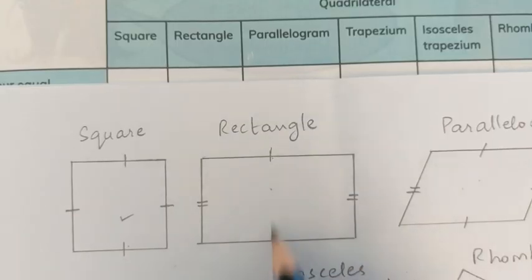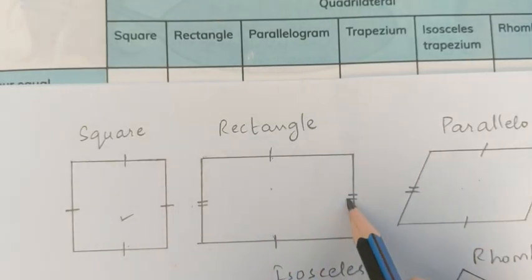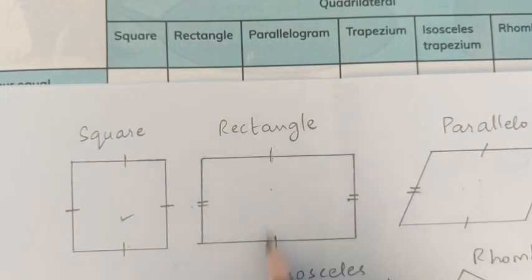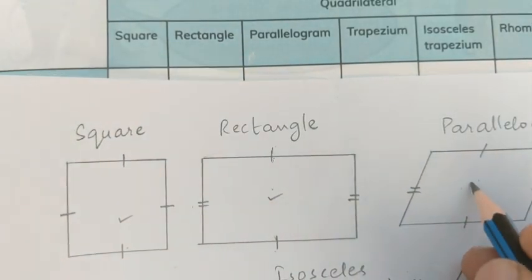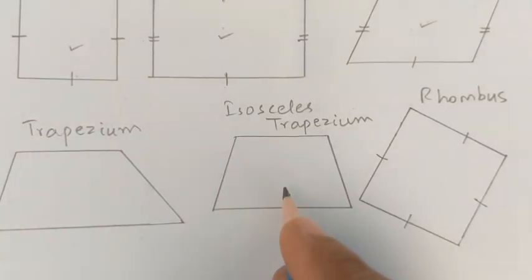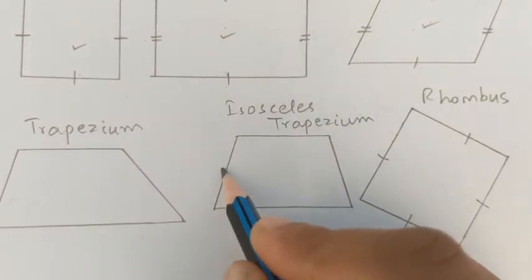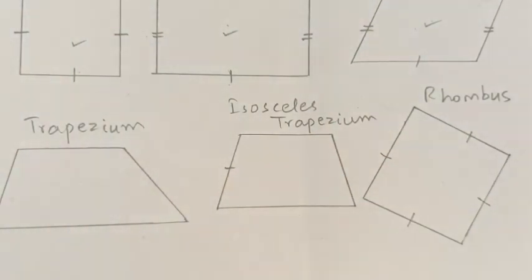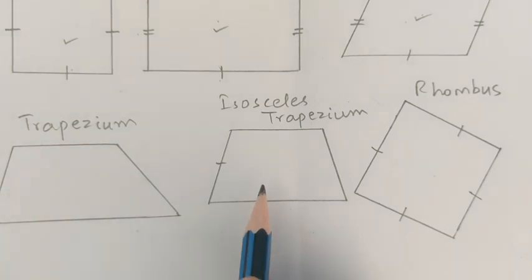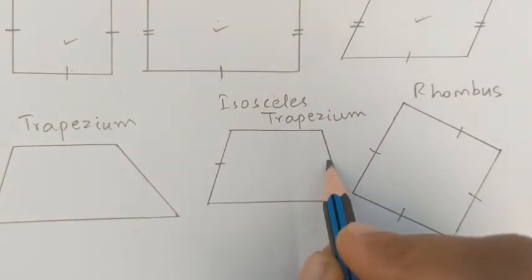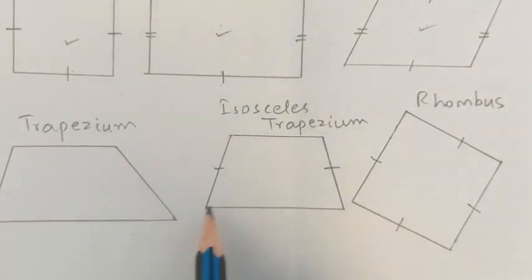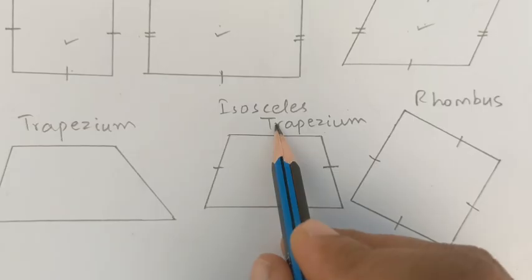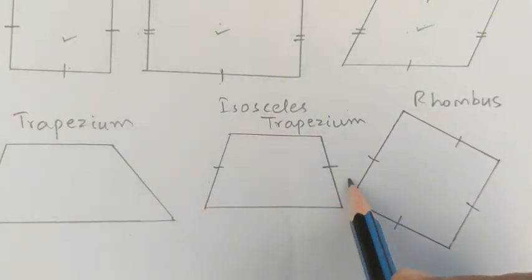Next we have the rectangle. Yes, we have one pair and a second pair, the opposite sides are equal, so it has two pairs. In a rectangle opposite sides are equal, and in a parallelogram the opposite sides are equal. Then we talk about the isosceles trapezium. In an isosceles trapezium we have only one pair of equal sides. So this characteristic does not follow in an isosceles trapezium because we have only one pair of equal sides, not two pairs. You can see that this side is shorter and this one is longer. So in an isosceles trapezium we have only one pair of parallel sides.